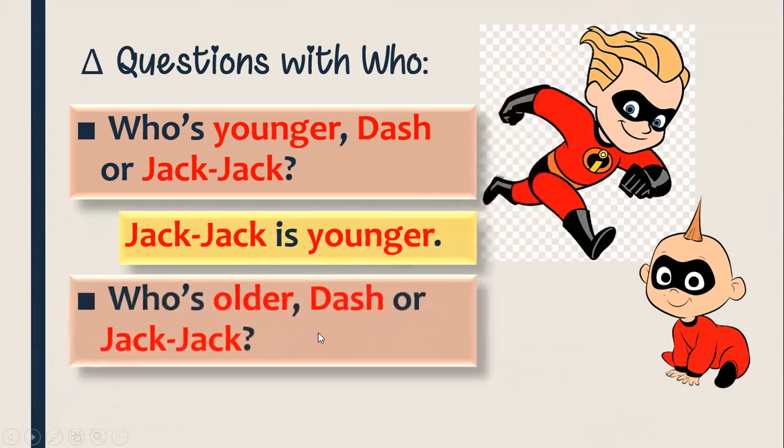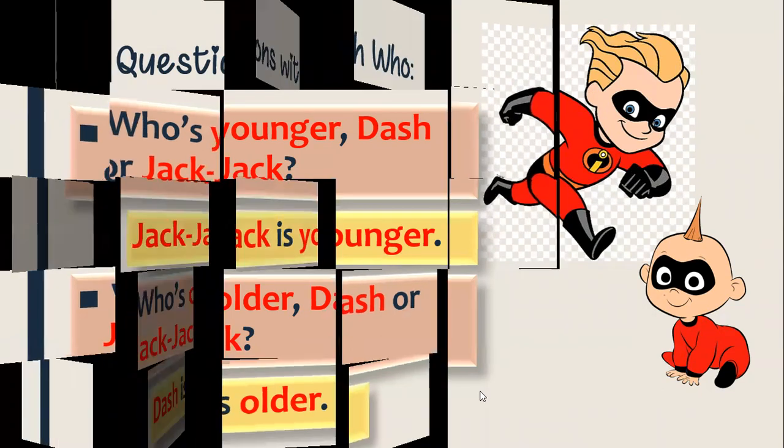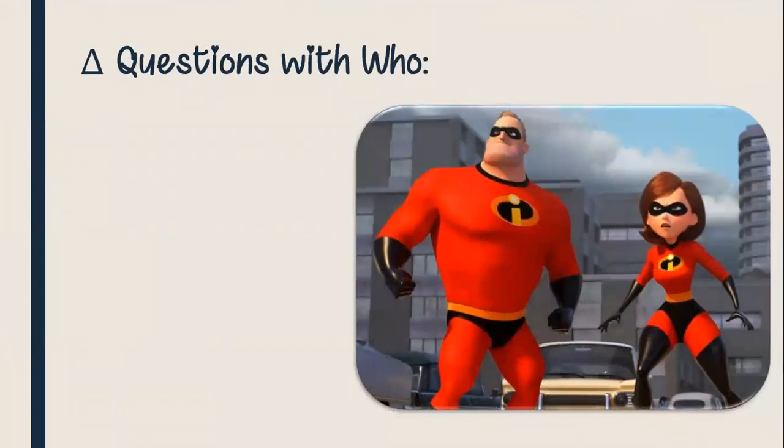Now the second question, who's older? Look here, younger, but in this case is older. Who's older? Dash or Jack? In this case, the answer is Dash. But Dash alone? No. Dash is older. Dash is older. That's right. Now here we have the incredible parents.